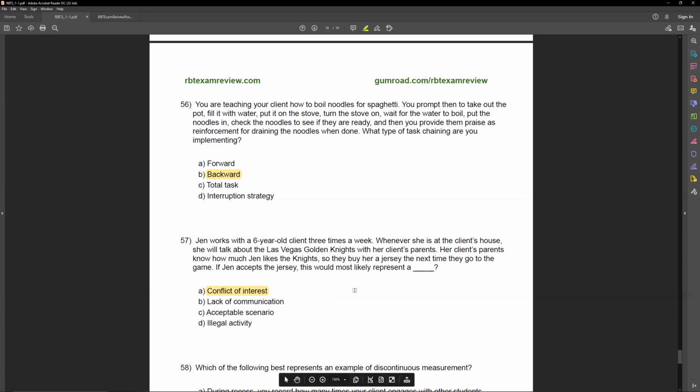Lack of communication, maybe, if conflict of interest wasn't here, maybe lack of communication would be the best answer. But remember, we want the best answer, and the best answer here is conflict of interest. Acceptable scenario? No, Jen cannot accept the jersey in any situation. Illegal activity? No, it's not illegal, it's just unethical.